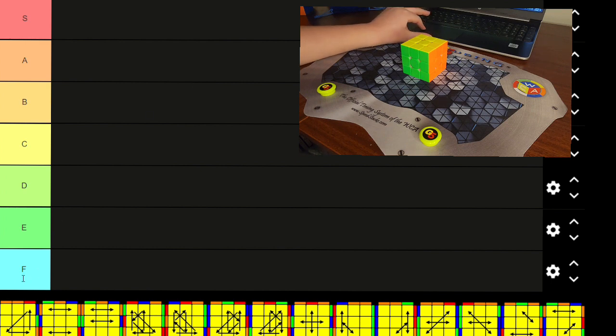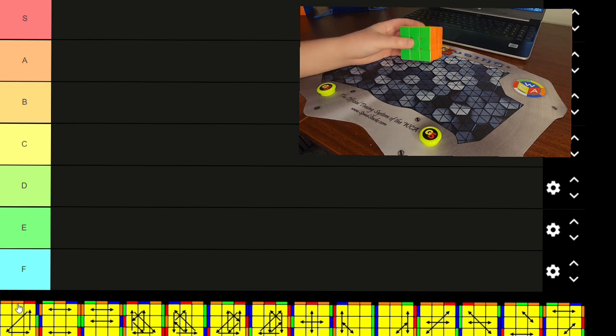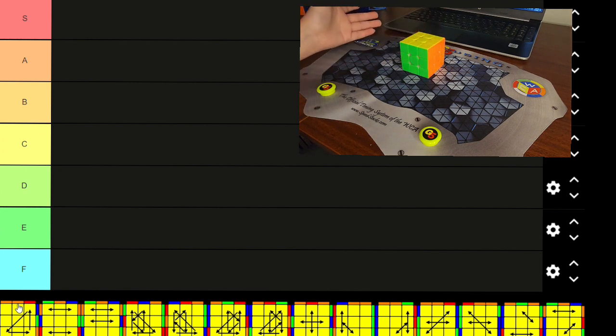Okay, let's see. The first algorithm is an A perm. I believe that's an AB perm. Okay, AB perms. I'm not very good at them. I have recently learned most of all the 21 PLL cases. I learned every case except for the G perms.